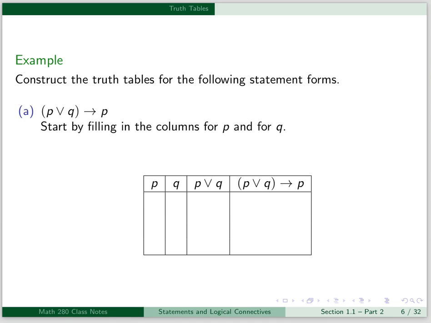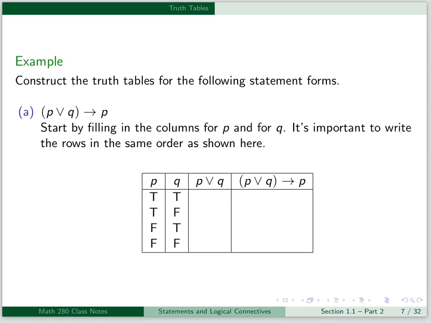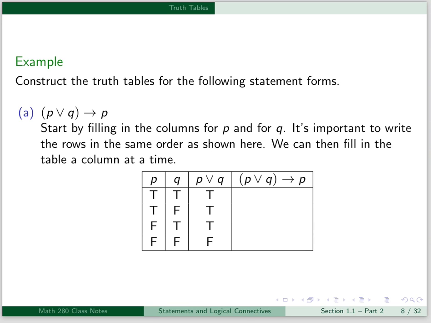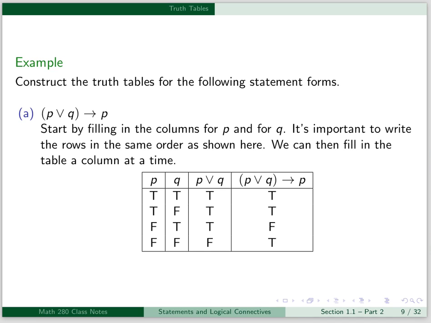Start by filling in the columns for p and for q. It's important to write the rows in the same order as shown here. We can then fill in the table a column at a time. So here we have the truth values for p or q, and then the truth values for the complete statement form p or q implies p.